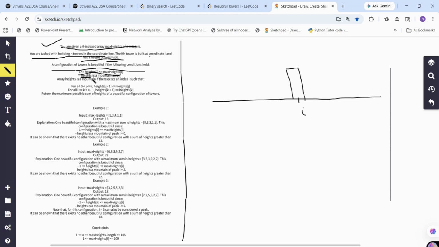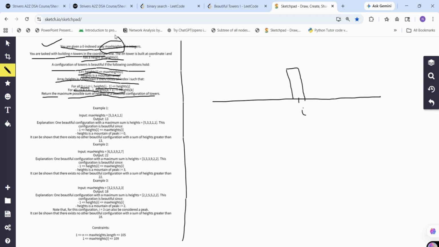Heights is a mountain array if there exists an index i such that for all j less than i, heights[j-1] is less than or equal to heights[j], and for all k from i to n-1, heights[k+1] is less than or equal to heights[k]. Return the maximum possible sum of the heights of a beautiful tower configuration. So from the given maxHeights, you have to create heights, and that particular heights should have the maximum sum.